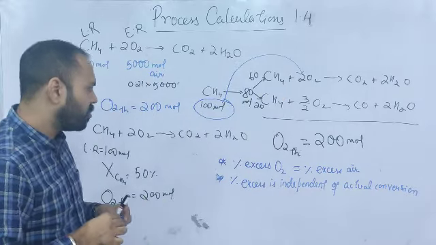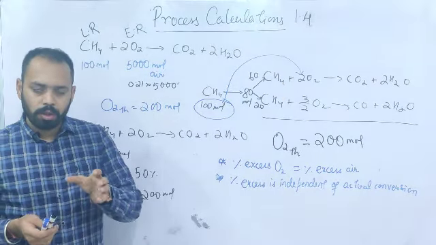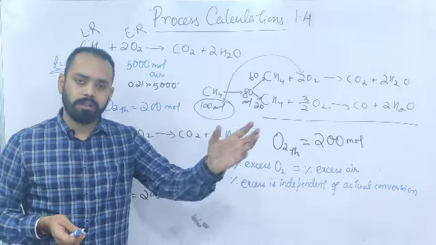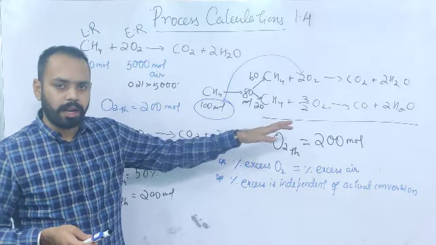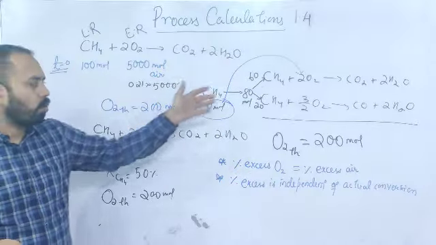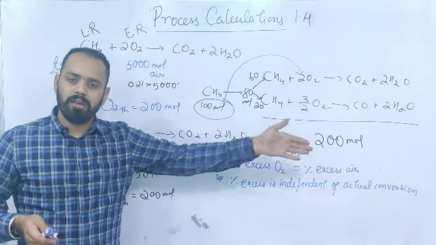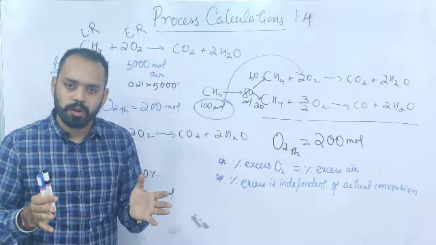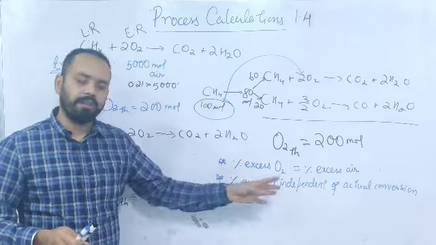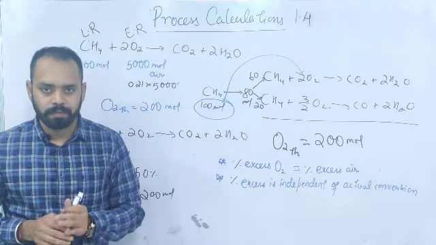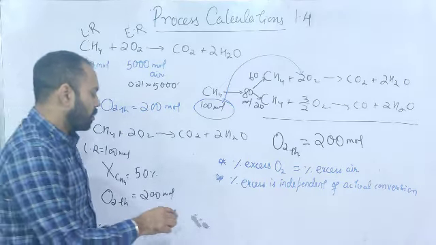Why this? What is the formula for calculating percent excess? Oxygen fed minus oxygen theoretical. Now as I have explained, whatever was the case, what was oxygen theoretical? 200. If oxygen theoretical is independent of actual conversion, the value of percent excess is also independent of actual conversion, right?